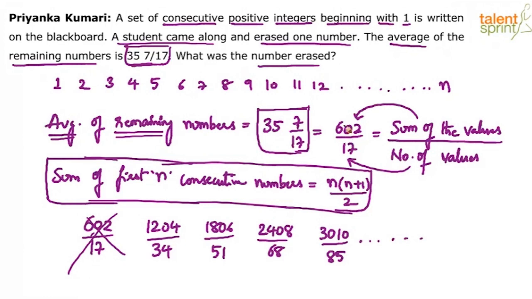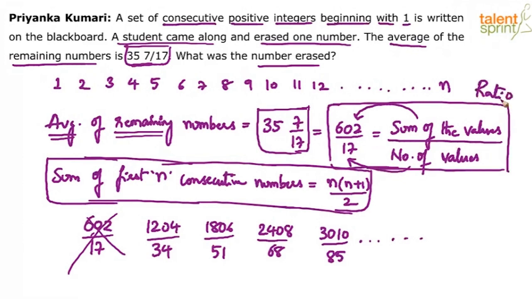You understand? This is like a ratio. When we are saying 602 by 17, we are saying sum of the values by number of values. That ratio is 602 by 17. Numerator by denominator is nothing but a ratio. This is a very, very important point. Don't consider it as a division. This refers to a ratio. So basically sum is to the number of values as 602 is to 17.